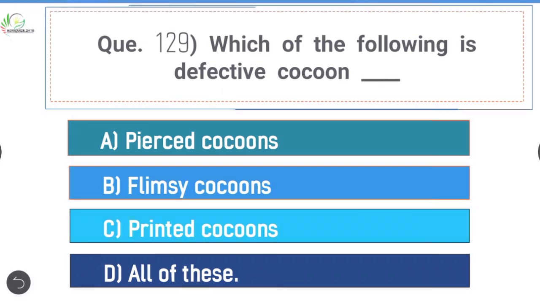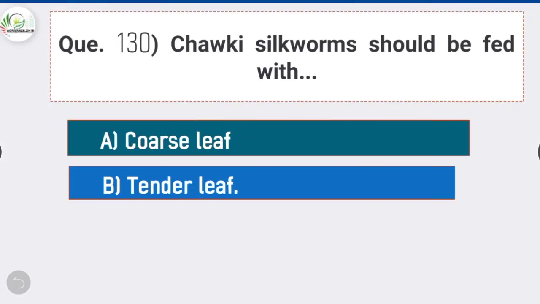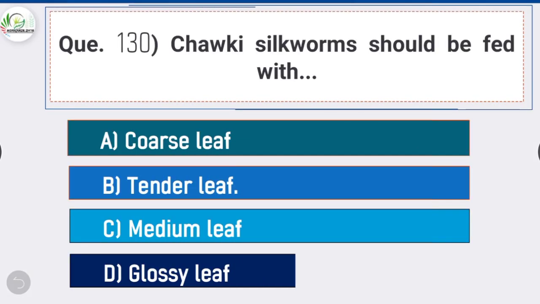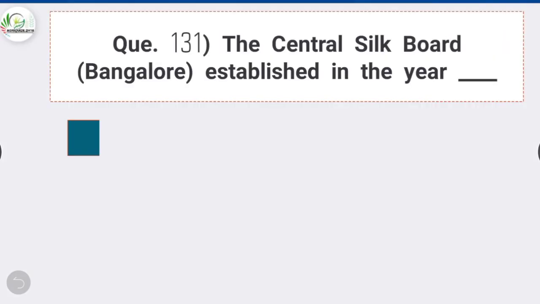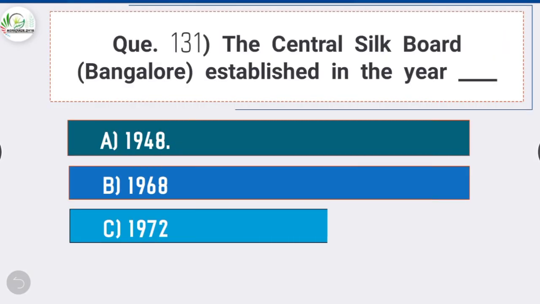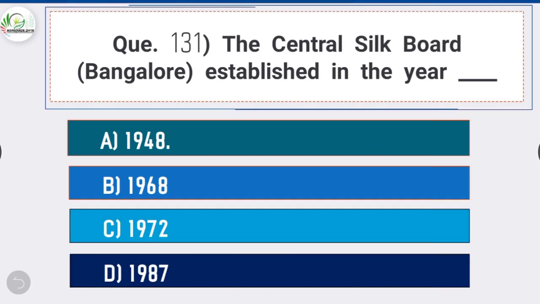Question number 130. Chalky silkworm should be fed with, and the correct answer is option B, tender leaf. Chalky silkworm should be fed with tender leaf. Question number 131. The Central Silk Board, Bangalore, established in the year, option A is the correct answer, 1948. The Central Silk Board, Bangalore, established in the year 1948.